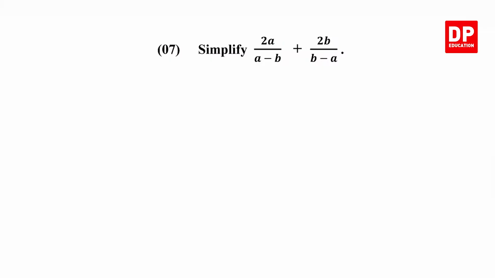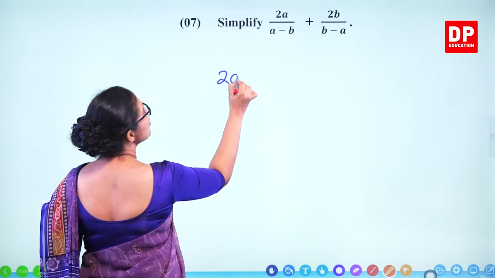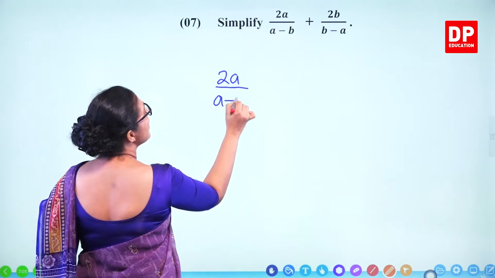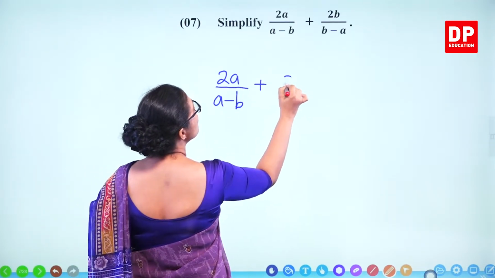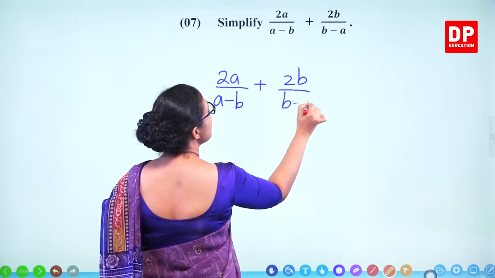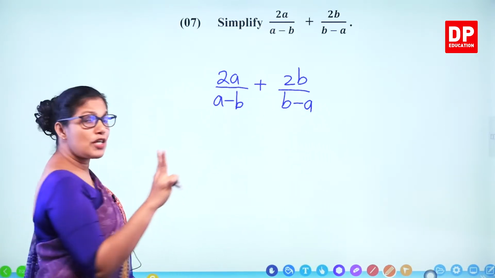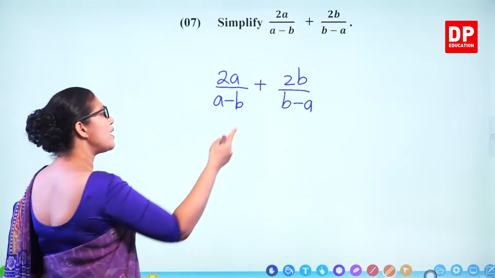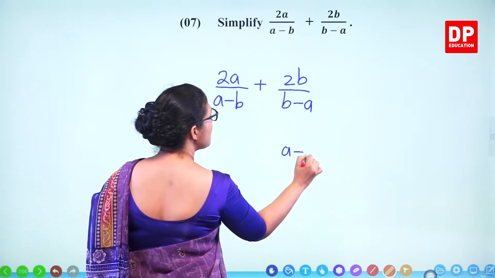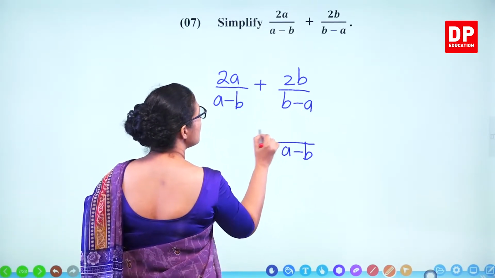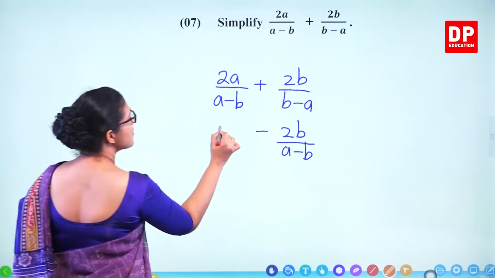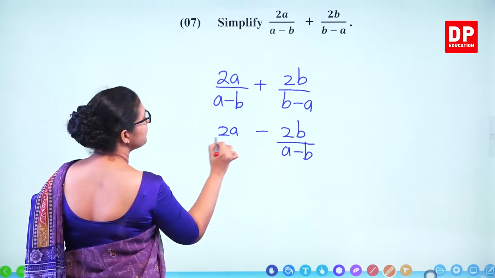Question number 7. Algebraic fractions, simplify. a minus b plus 2b over b minus a. Can you see? These are the same terms but the sign is different. So we can write a minus b here, but you can write minus 2b instead of plus 2b.